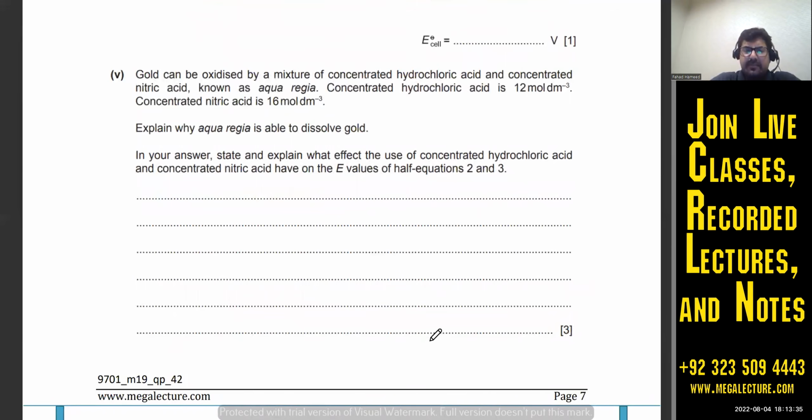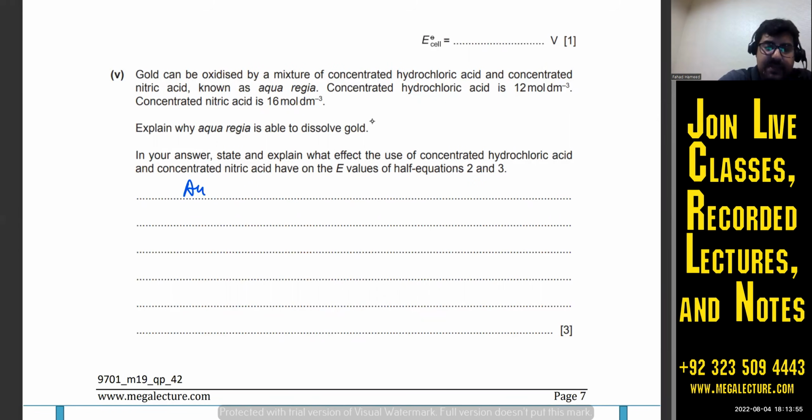ठीक है? He's saying gold can be oxidized by a mixture of concentrated hydrochloric acid and nitric acid known as aqua regia. Concentrated hydrochloric acid is 12 mole per dm cube, and concentrated nitric acid is 16 mole per dm cube. Explain why aqua regia is able to dissolve gold. So this is what he's saying.